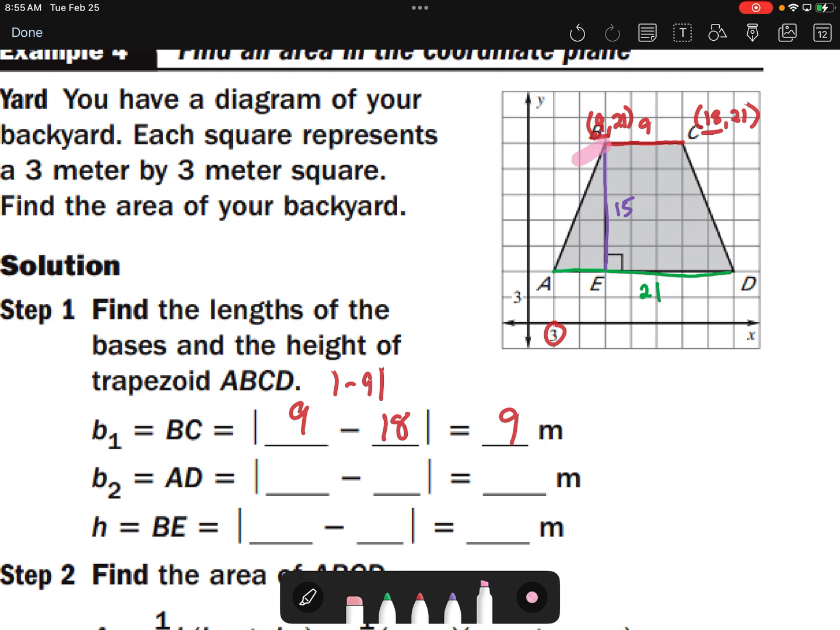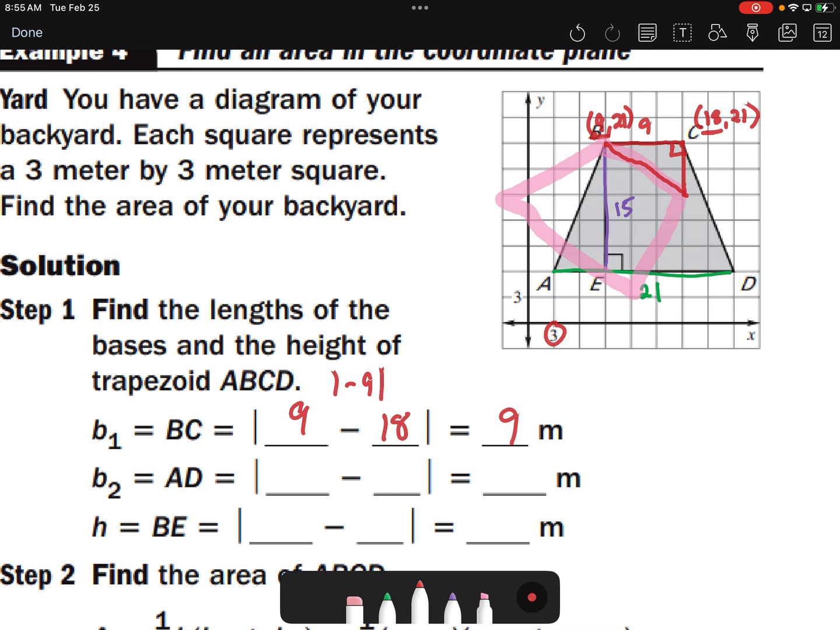What if your shape was turned, and it's not perfect right now, what if your shape was turned like that? Would you be able to count this distance from here to here? No. So you might have to use absolute value. What else could you use?